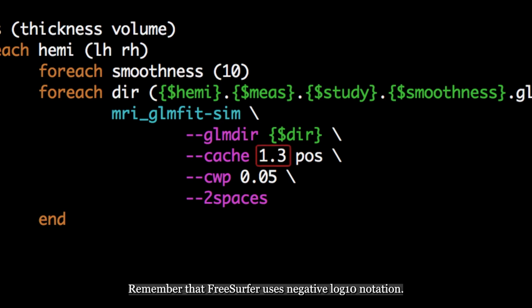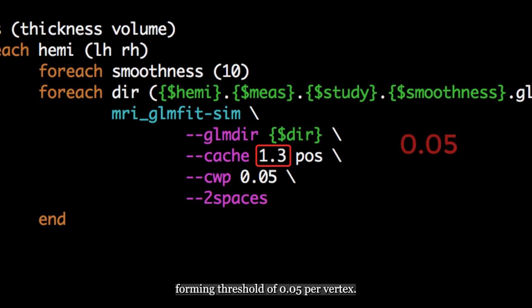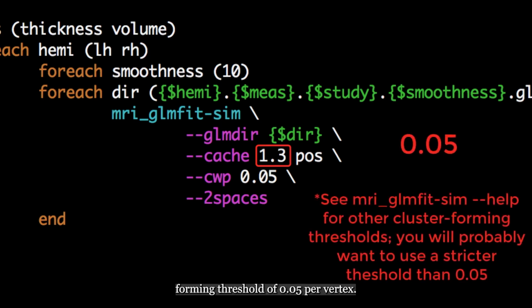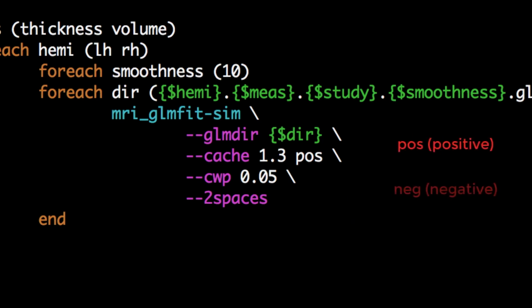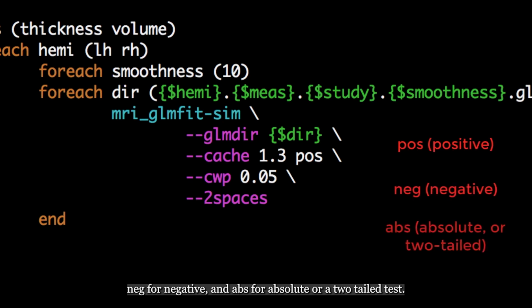Remember that FreeSurfer uses negative log 10 notation. In other words, 1.3 corresponds to a cluster forming threshold of 0.05 per vertex. These are cached values for the cluster simulations, which means they have already been run. Your options for the direction of the test are pos for positive, neg for negative, and abs for absolute, or a two-tailed test.